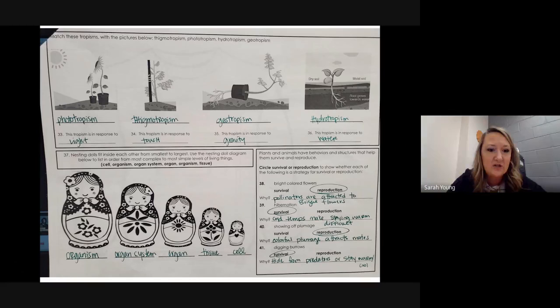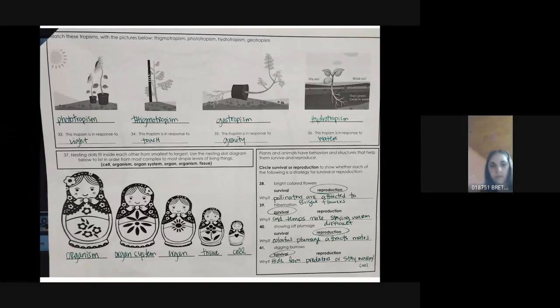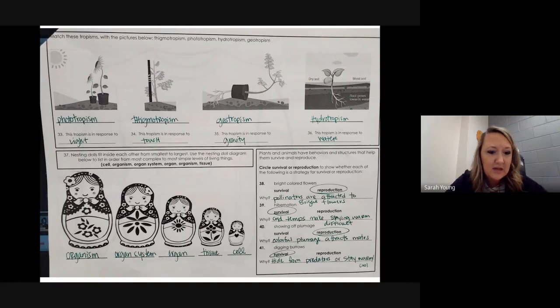So the first picture all the way on the left, you can see the sunshine over there. The plants are turned towards the sun. That's phototropism, and this tropism is in response to light. In the second picture, the vine is climbing up that pole. That's thigmotropism. That's the tropism that is in response to touch.